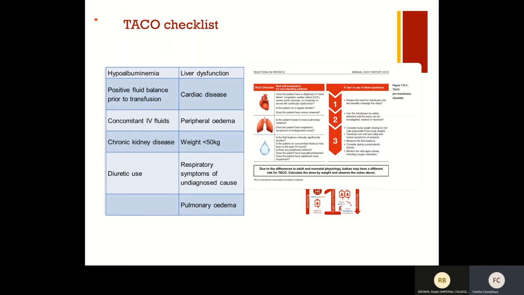So if you know what their fluid balance is, if they're already on IV fluids, if they're already in positive balance, you've got to give them some diuretics, diurese them, and then transfuse. And actually, wherever you can, think about a single unit transfusion, reassess the patient clinically or with laboratory tests, and then decide if further transfusion is needed.